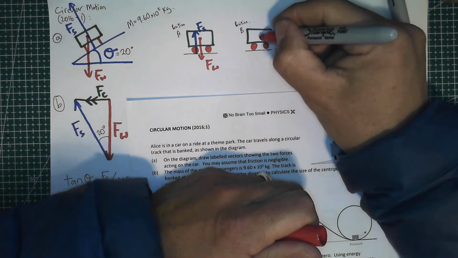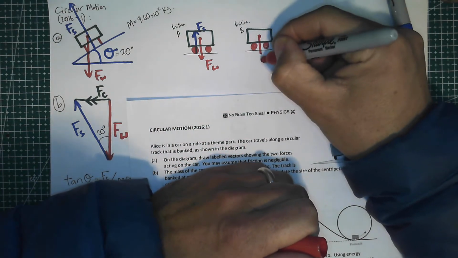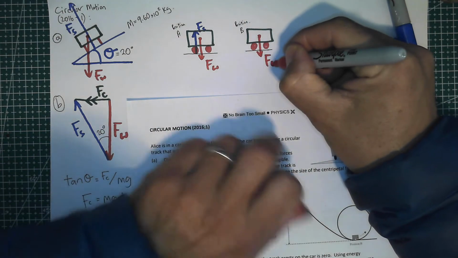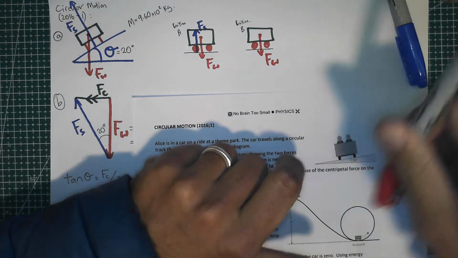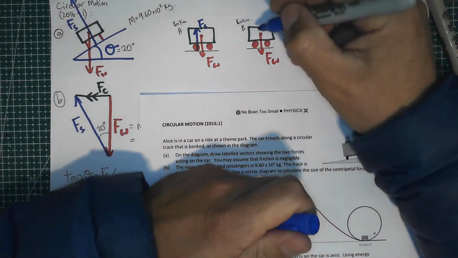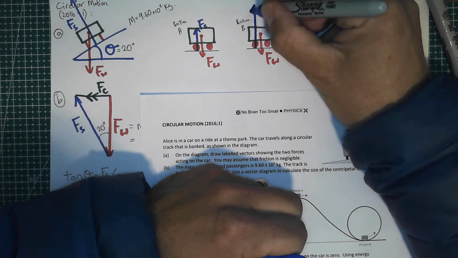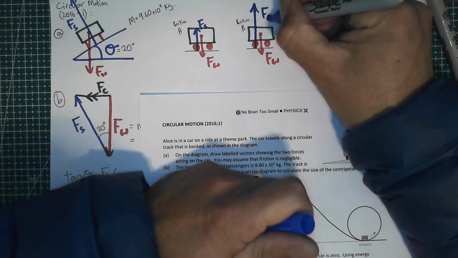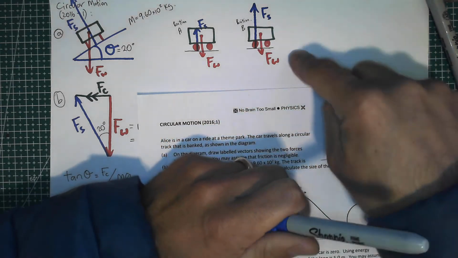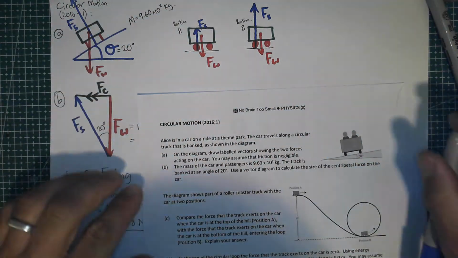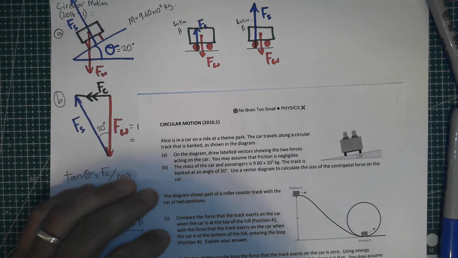The mass of the cart hasn't changed, so the weight force is the same as in position A. So the force that must have increased is the support force. I'm going to draw that much bigger, just to make it obvious that this force is bigger now than the weight force in position B.